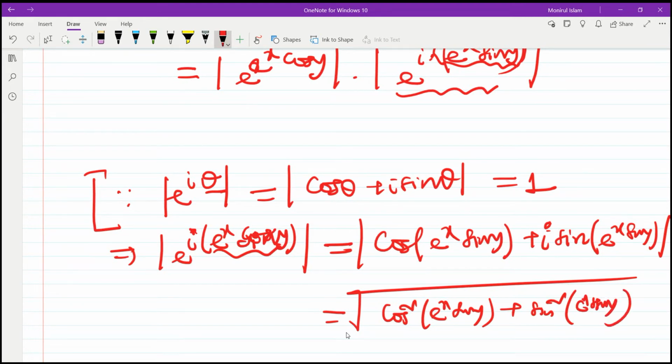Now cos² plus sin² for any real number is 1. So this modulus is 1. Since the modulus is 1, only this modulus will be left.